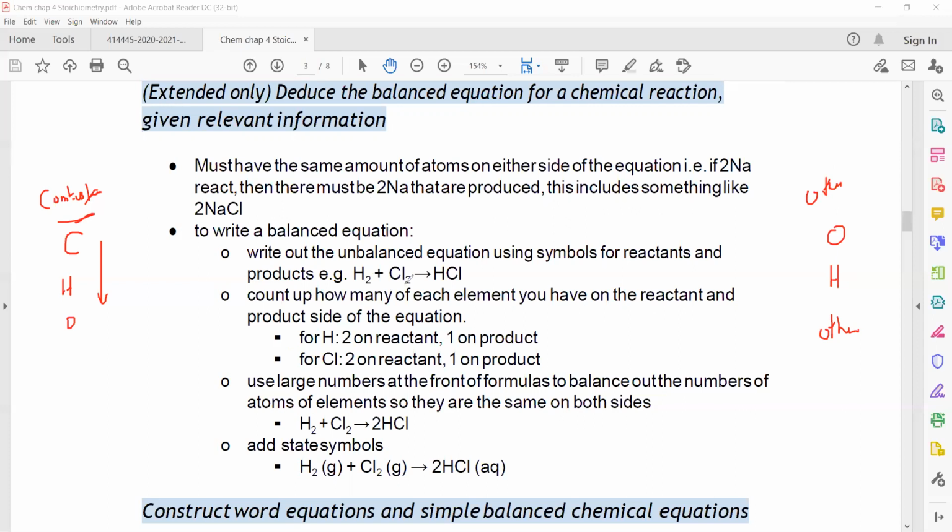So here hydrogen reacts with chlorine to form HCl. We have to balance hydrogen, so we put 2. Hydrogen is balanced and chlorine is already balanced. You can see when I try to balance hydrogen, the whole equation is balanced. So it is just making it easy.